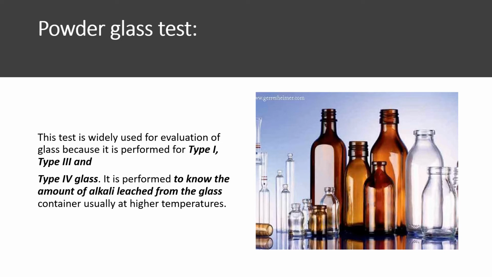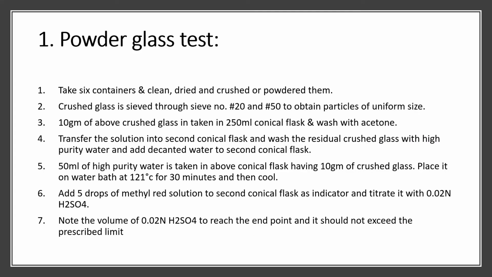So when we talk about the powder glass test, as the name specifies, we are going to crush down the glass. This test is widely used for the evaluation of glass because it is performed for type 1, type 3 and type 4 glass. It is performed to know the amount of the alkali which is being leached from the glass containers at high temperature. So as I have told you, in the powder glass test, we are trying to calculate the amount of the alkali which is being released by these glass containers when they are being exposed to high temperature. So this is the procedure for performing this powder glass test.